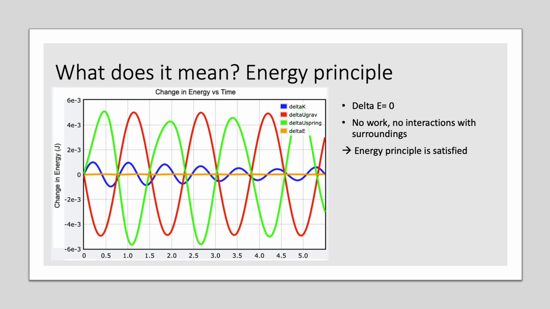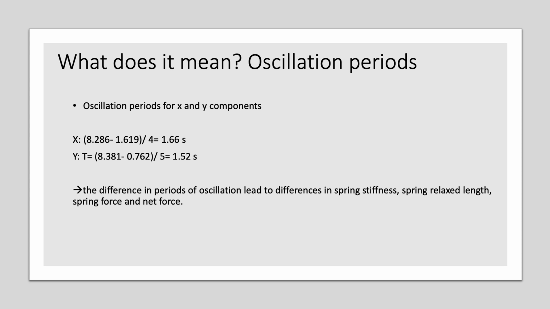Let's see if the energy principle is satisfied. The energy graph obtained after running the program shows that the change in total energy is zero, reflected by the flat orange line. In other words, the system has no interactions with its surroundings, so the energy principle is satisfied. By estimating the oscillation periods, we obtained a period of 1.66 seconds on the x-axis and a period of 1.52 seconds on the y-axis.